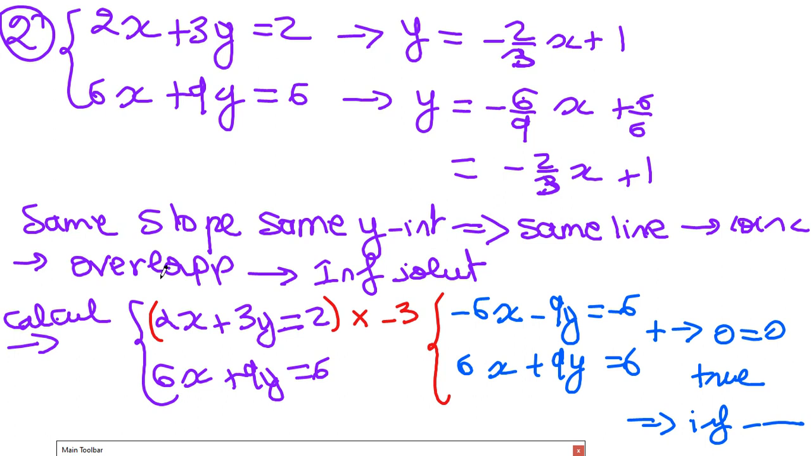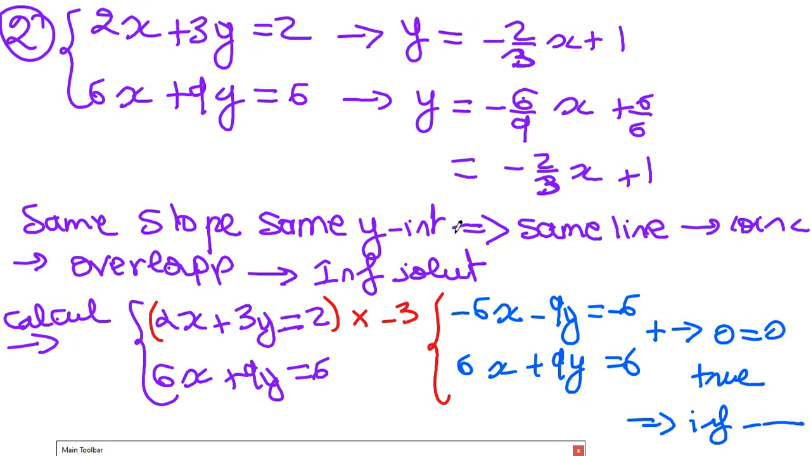This is another example. What I did here first was predict the answer, then I solved it. If you write the first equation in slope-intercept form, it will be y equal minus 2x over 3 plus 1, because you take 2x to the other side, it becomes minus 2x, then divide by 3. Here, if you write the second in slope-intercept form, you will get this answer.